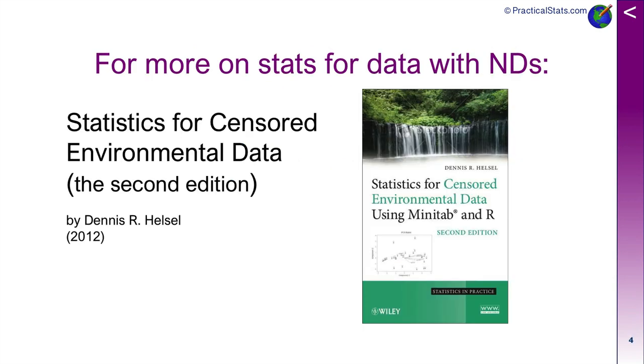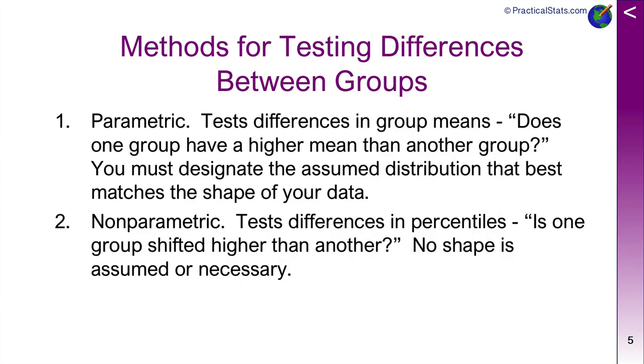And another place to get more information on the topic, although we're doing some things today that are not in this book. This is the book that I wrote in 2012, Statistics for Censored Environmental Data using Minitab and R. And in there, it does talk about the tests for determining whether the groups are different, but does not talk about the multiple comparison procedures, which groups are different from others. And we're going to talk about both of those today. And that's fairly recent in some newer packages in R. But you can go to that book for some more information.